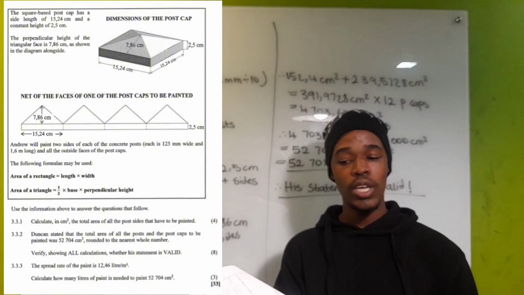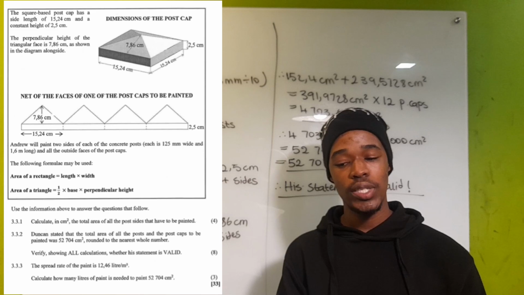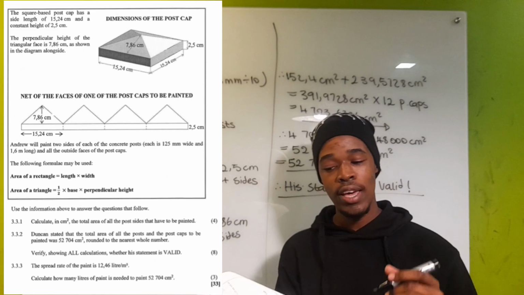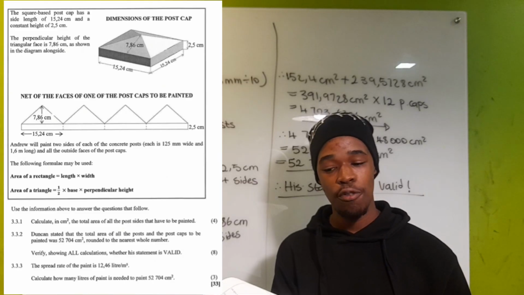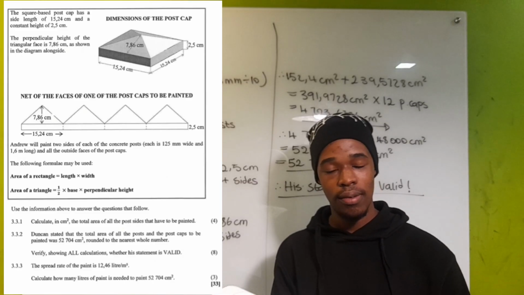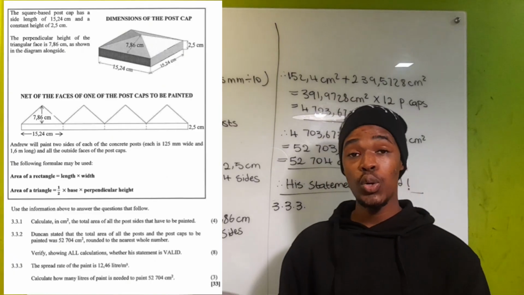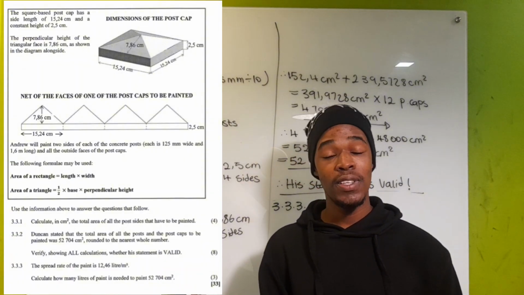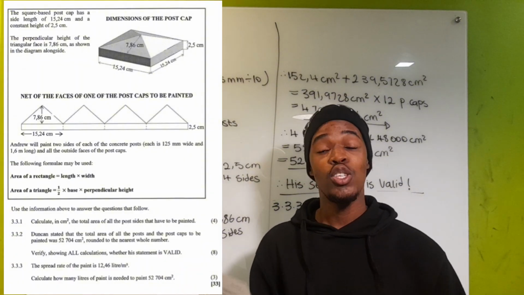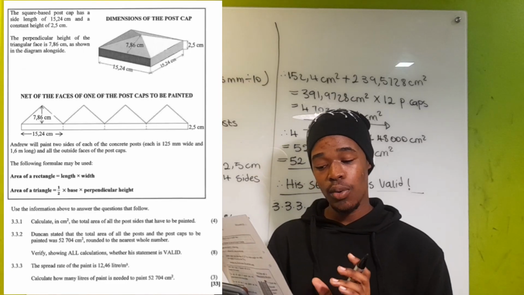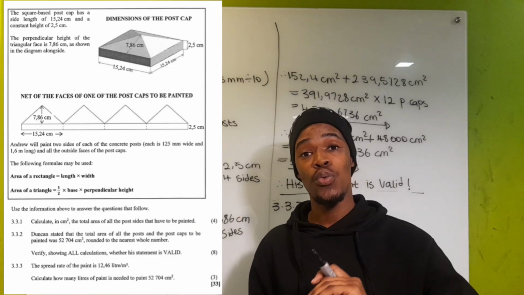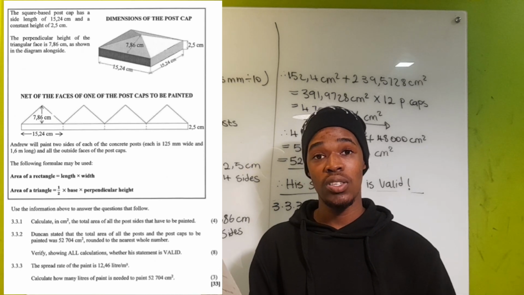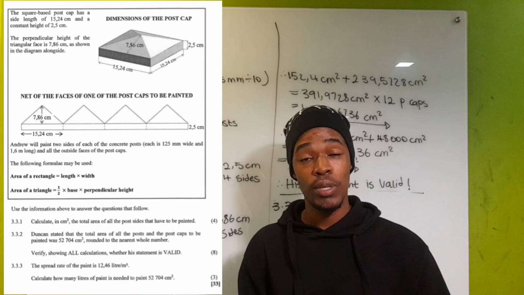It says the spread rate of paint is 12.46 liters per meter squared. Calculate how many liters of paint is needed to paint 52,704 centimeters squared. So looking at this question, you will notice that we have been given the spread rate in square meters, and we have been given the paint in centimeters squared. So this means that we have to do what? We have to take our centimeters squared, our paint, and convert it to meters squared, so that we can use this piece of information that has been given to us to get our answer using the cross multiplication method.